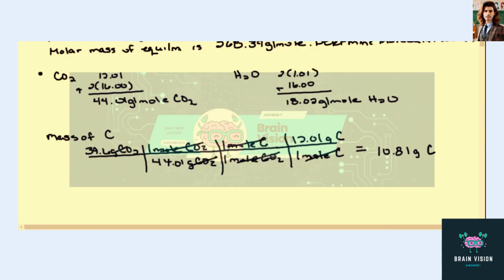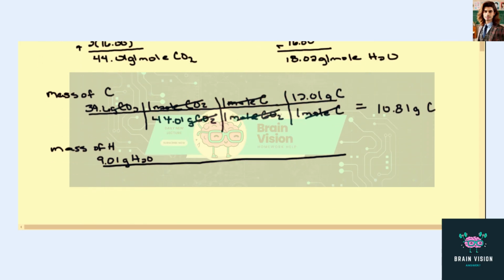And we're going to do the exact same thing for hydrogen. So we're going to find the mass of hydrogen. In water, we have 2 moles of hydrogen for 1 mole of H2O, so we're looking at the coefficient and the subscript. For the mass of hydrogen, we're starting with 9.01 grams of H2O, and we're going to do the exact same thing we just did with carbon.